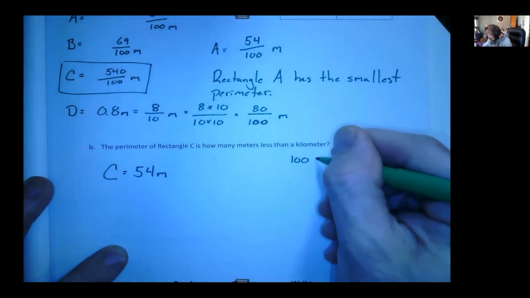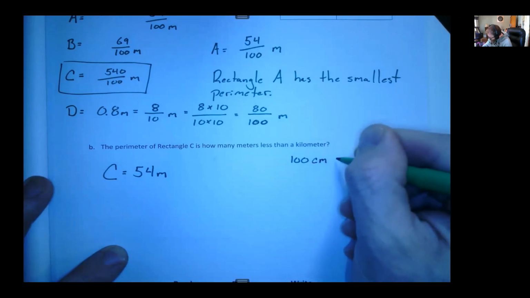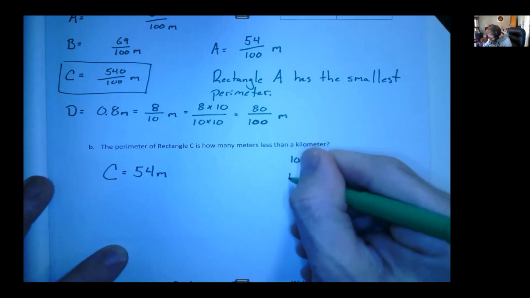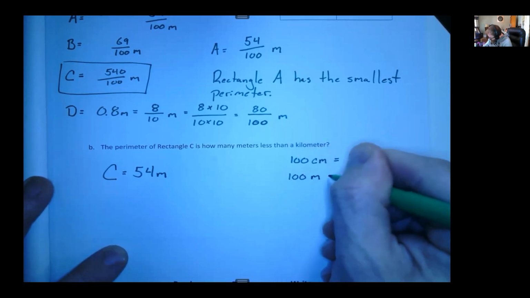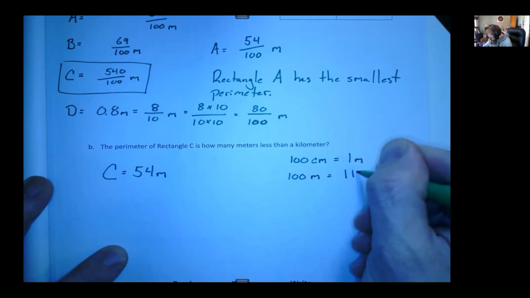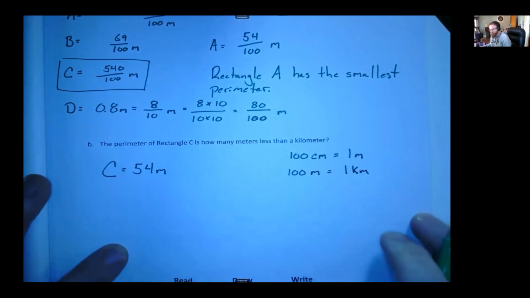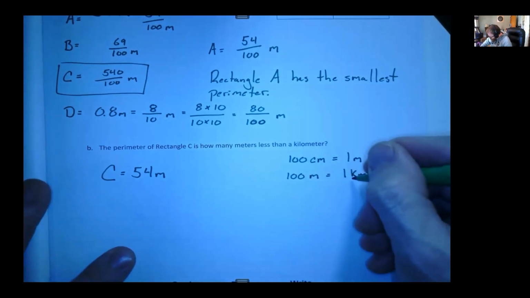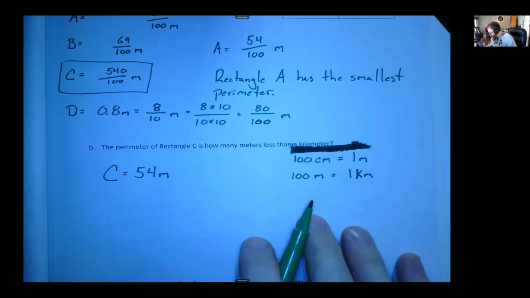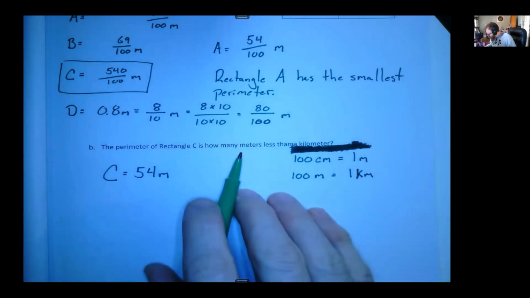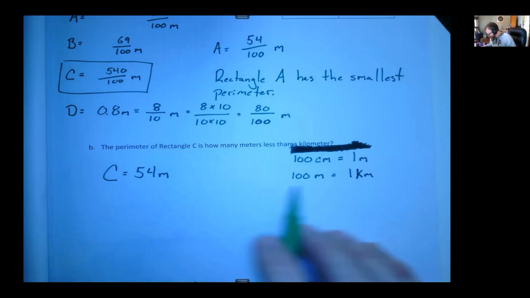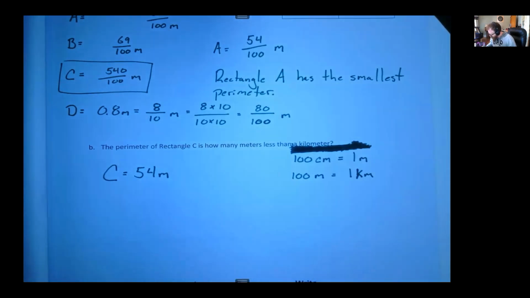So the comparisons look like this, and you should be writing along with me. 100 centimeters equals 1 meter. 100 meters equals 1 kilometer. And you could go in either direction and continue. So if we need to find out how many meters less 54 meters is than 1 kilometer, our subtraction sentence to find the difference will look like this.